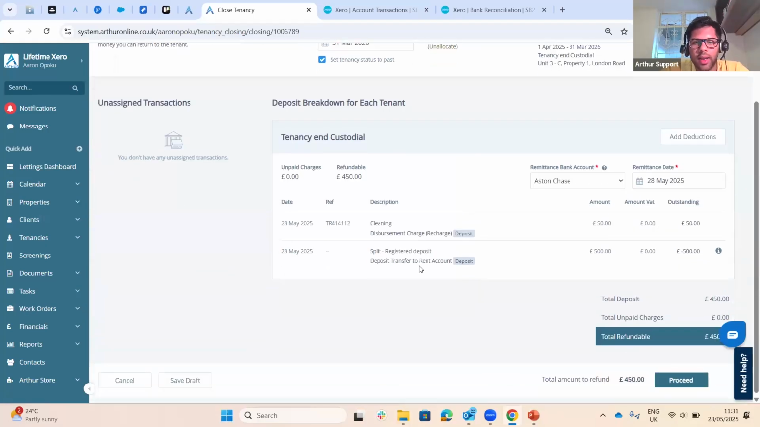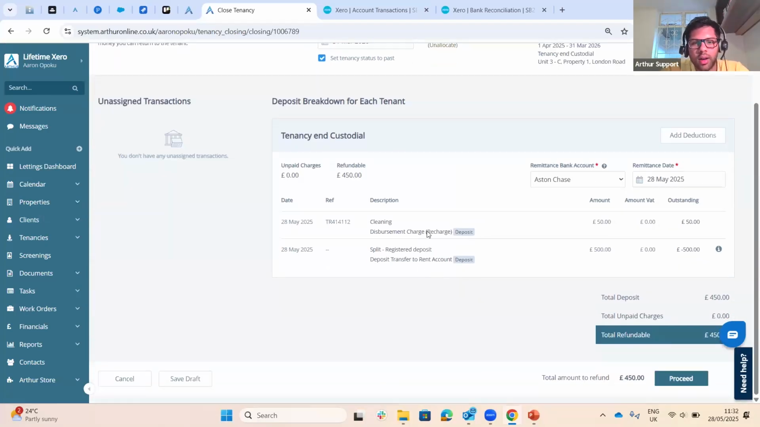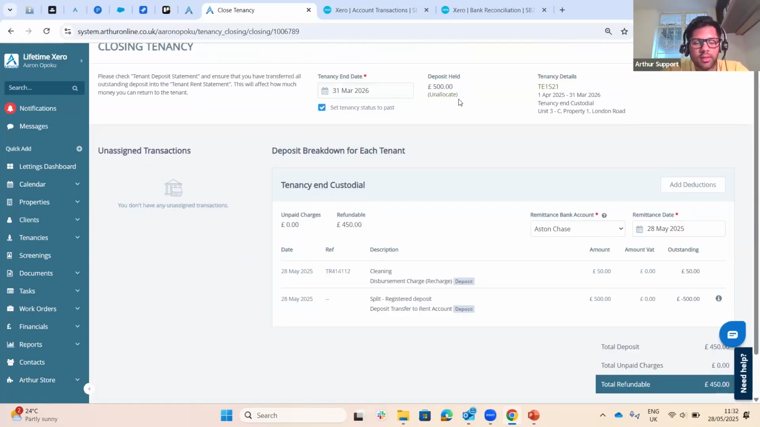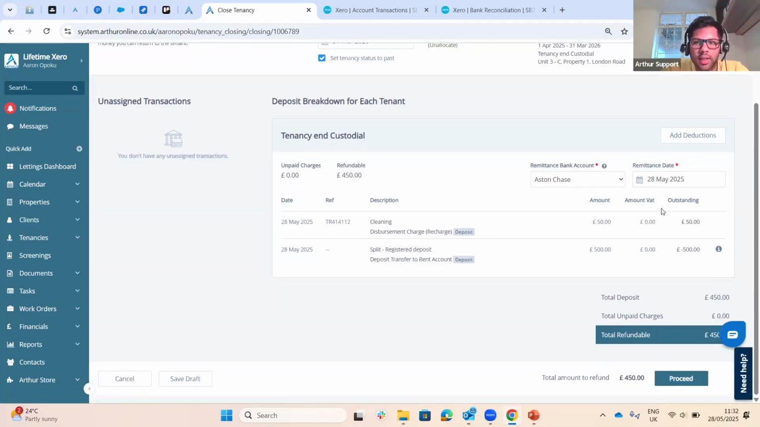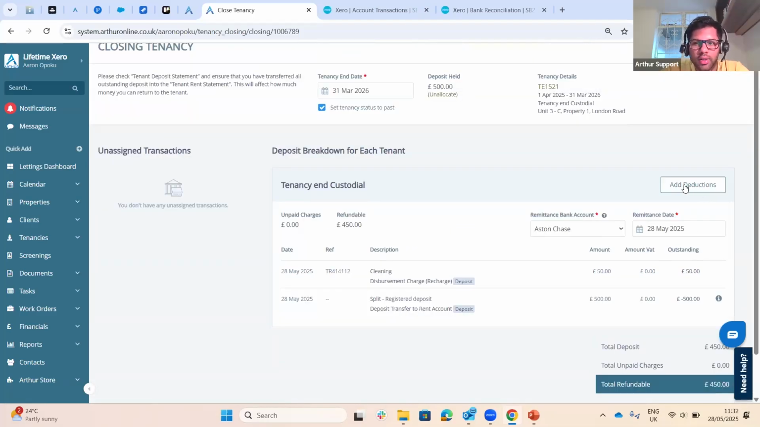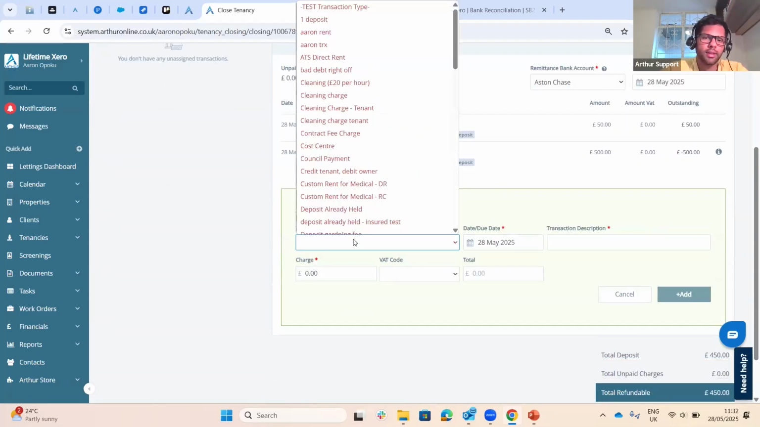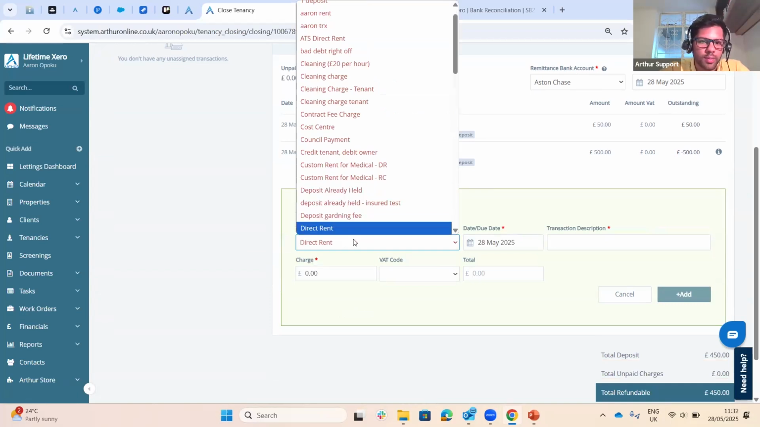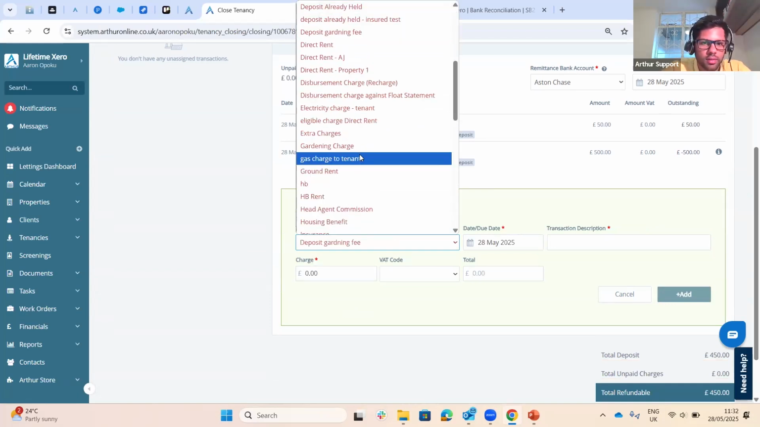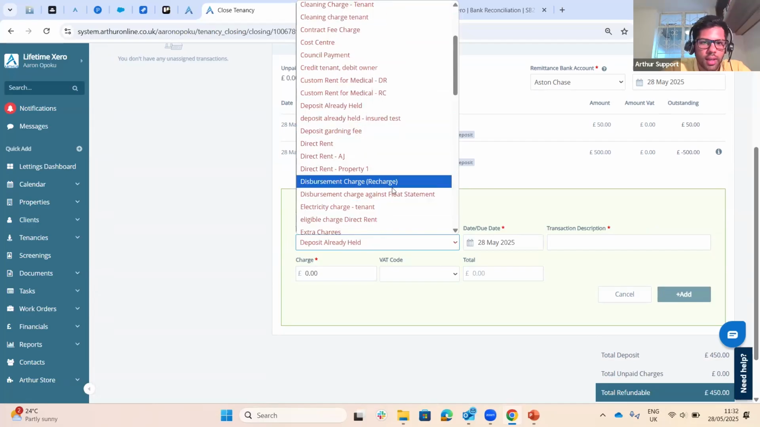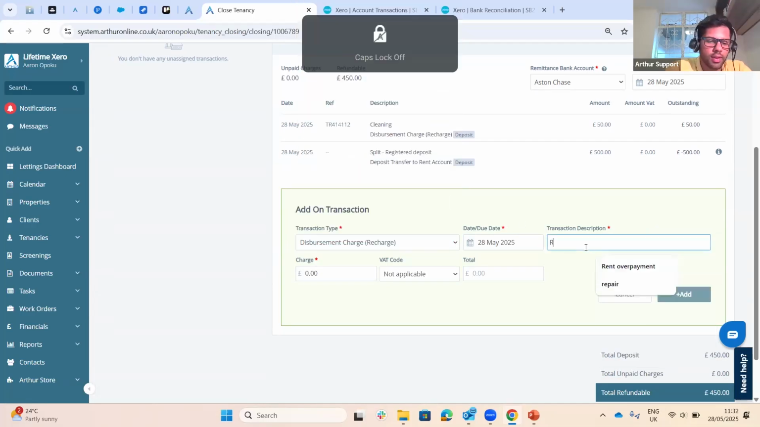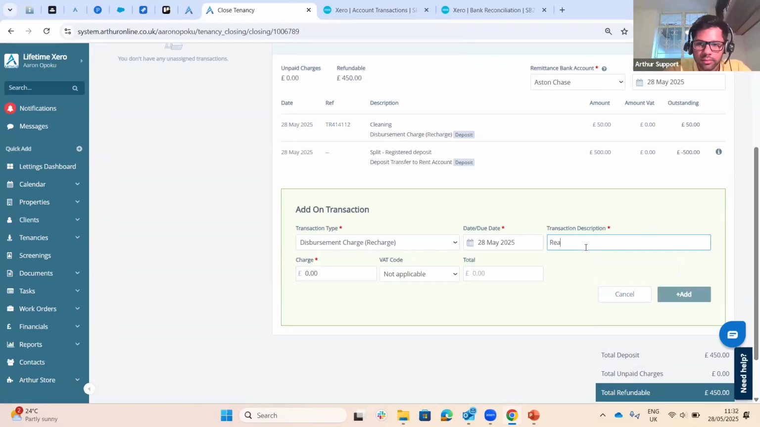In another scenario, if we now have another deduction that we need to pass over to the landlord, like for example, a repair that needs to be done, that needs to be deducted from the £500. For the landlord side, we can do it from here. So click add deductions. And you can use the same transaction type, use disbursement charge recharge. Here, the date, and then you can say repairs. Let's just say another £50 and then add.